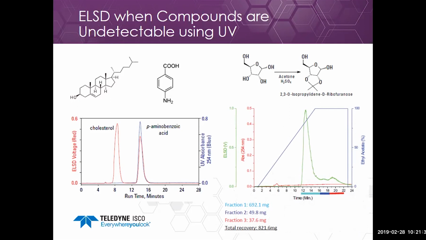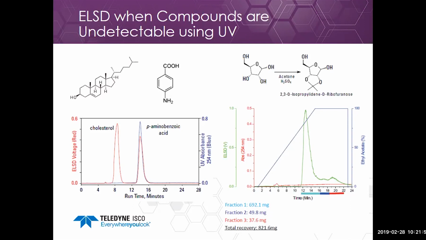Another example is in the synthesis of 2,3-O-isopropylidene-D-ribofuranose. In this case, you look at the UV spectrum and you just see baseline here. This compound has no UV absorbance. We would trigger no fraction collection. If it was eluting, we would have no idea looking at the UV spectra.